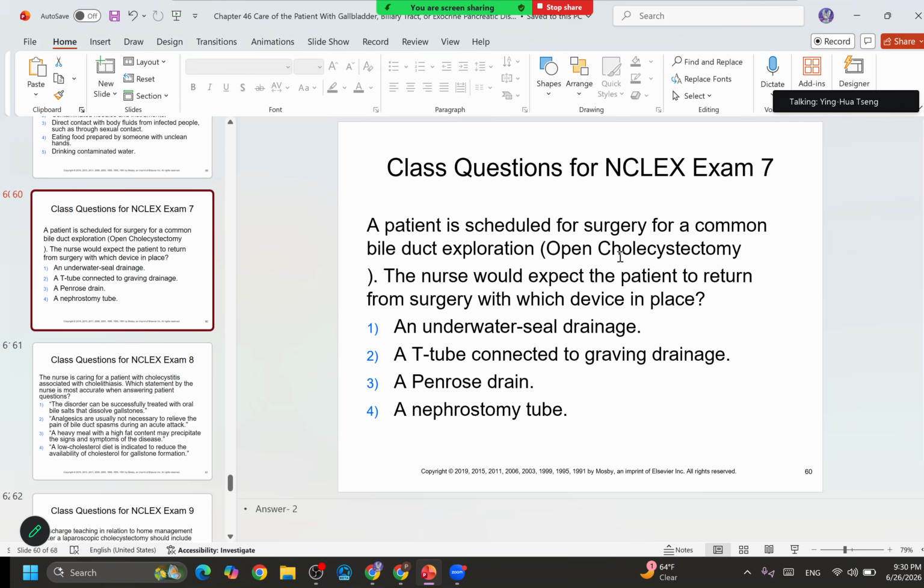But the problem is that for this T2 and cystectomy, there is a lot of drainage. Remember, it's 500 to 1,000 cc daily, right? So that's why Penrose is not good. It's too much drainage for it. So T2 with a gravity drainage bag, yes, this is the correct answer. The underwater seal drainage, no, it's not.